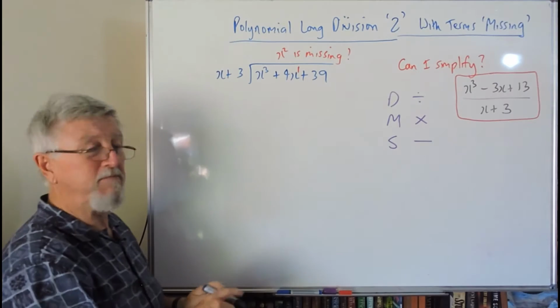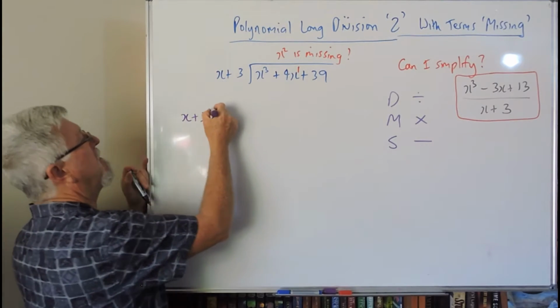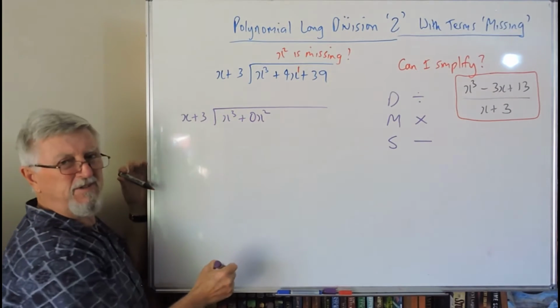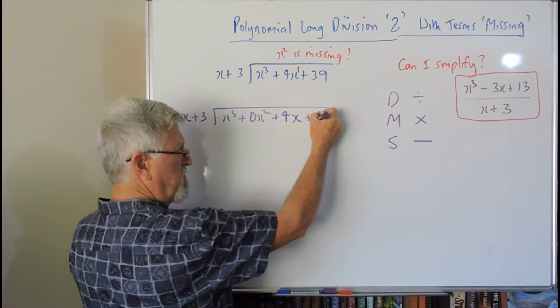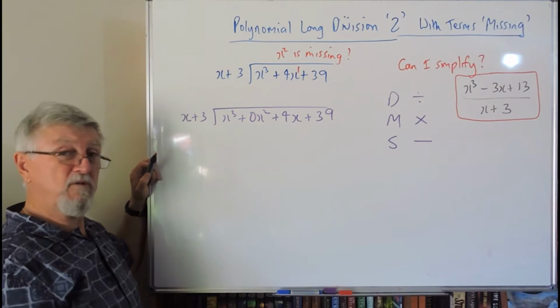So what do you do? You need to put the x squared in. If I wrote that as x plus 3, and I put the x cubed and I put 0x squared, just to keep it organised in columns. You could do it without this if you're really good at it, but remember this is mostly for the people who are not confident with it.